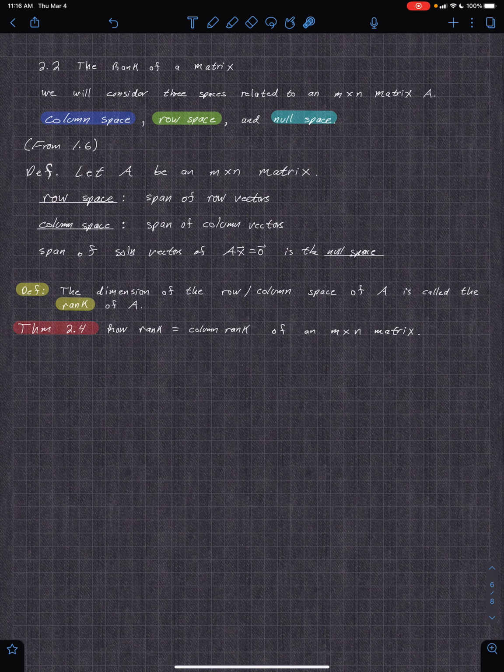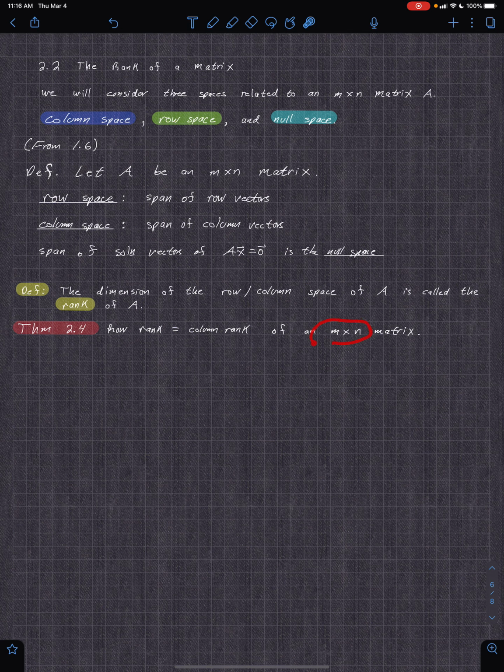is the dimension. The dimension of the row or column space of A is called the rank of A. And theorem 2.4 shows that the row rank equals the column rank. So it doesn't matter whether it's row or column, for an M by N matrix it actually has the same rank, meaning the dimensions of the space, the number of elements in the bases, are the same. And we're just going to show that by example.